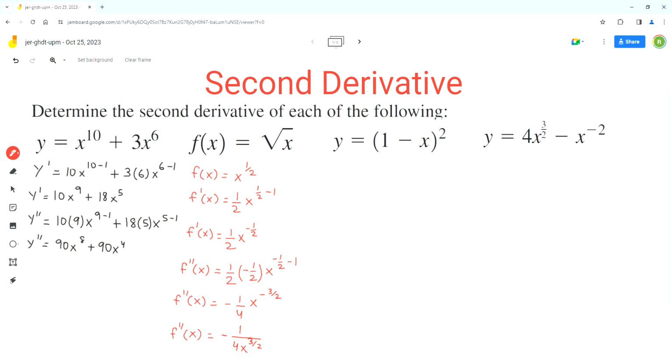Now we can analyze the third equation. So the third equation is y equals 1 minus x squared. So we'll start by finding the first derivative, which will be y prime.